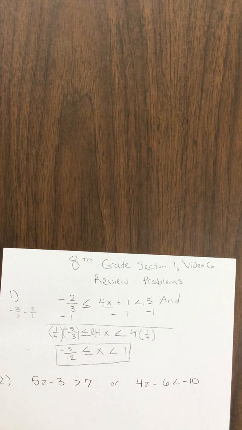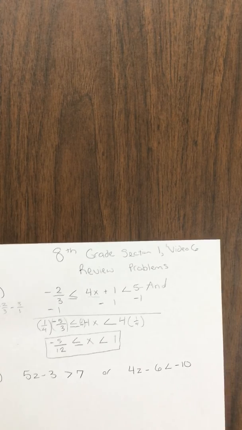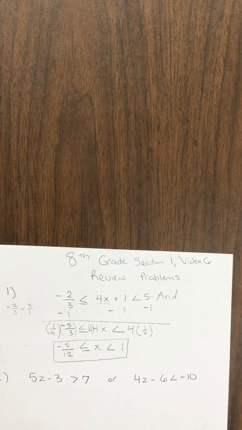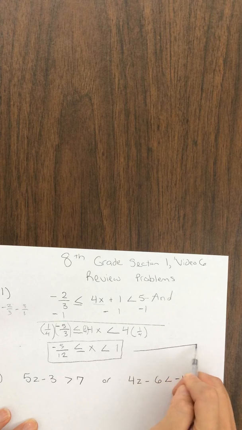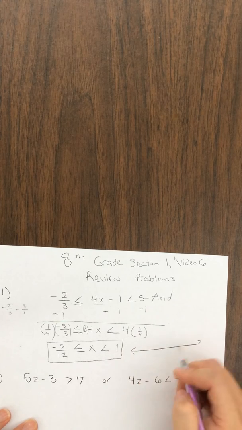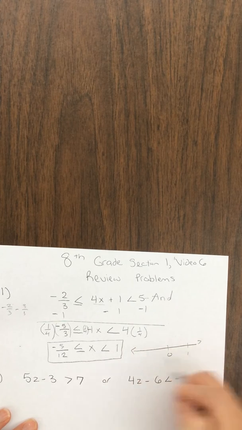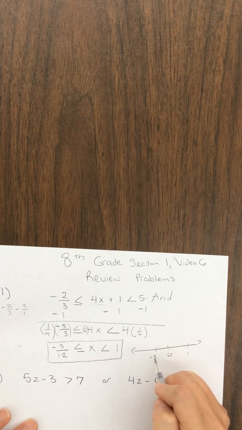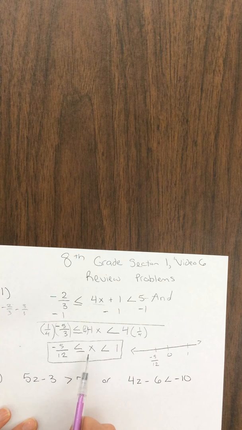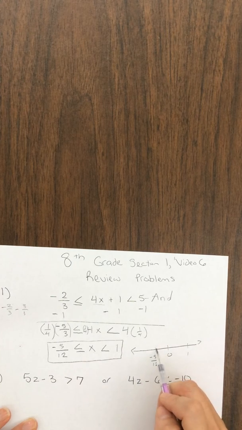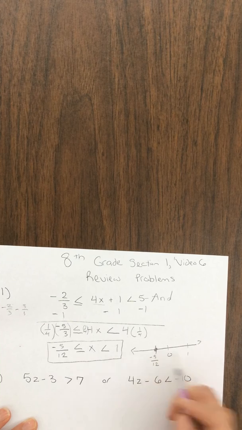Remember, when you have an inequality with an "and" in it, when you're graphing this, you're shading in one interval. So I'm going to graph it out to the side. Here is my number line. I have my 0 right here, I have my 1 right here, and I have negative 5/12 right here. We know that x is greater than or equal to negative 5/12. Because of the greater than or equal to sign, it's going to be a closed circle for my negative 5/12.